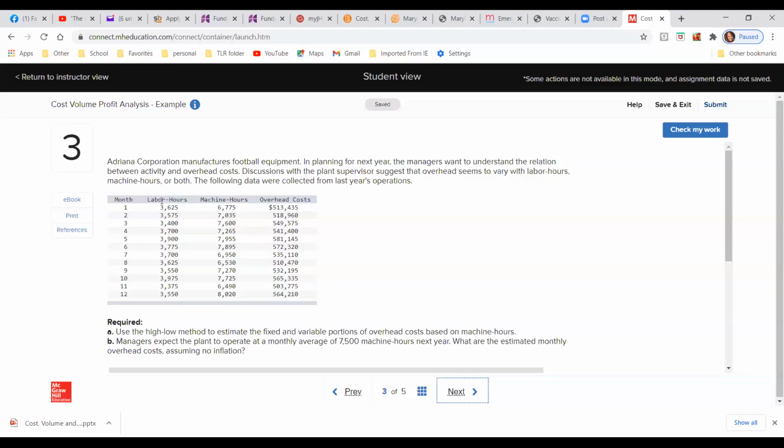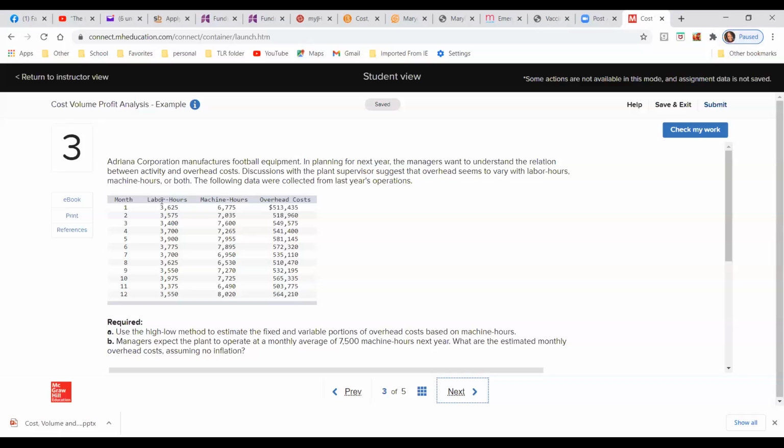Okay. Number 3, Adriana manufactures football equipment. And planning for the next year, the manager wants to understand the relationship between activity and overhead costs. Discussions with the plant supervisor suggest that overhead seems to vary with labor hours, machine hours, or both.